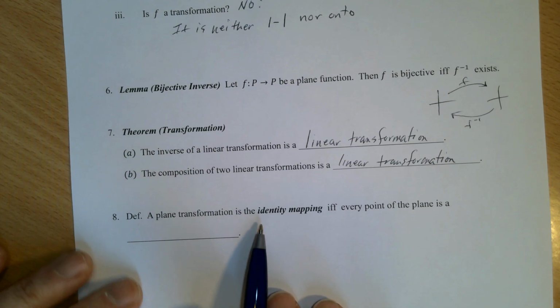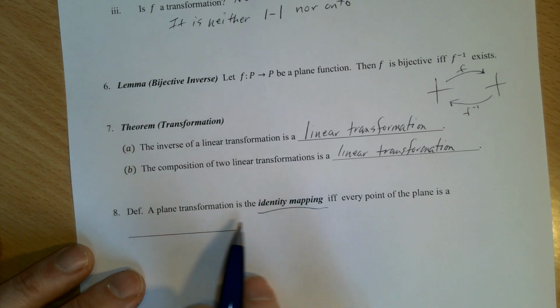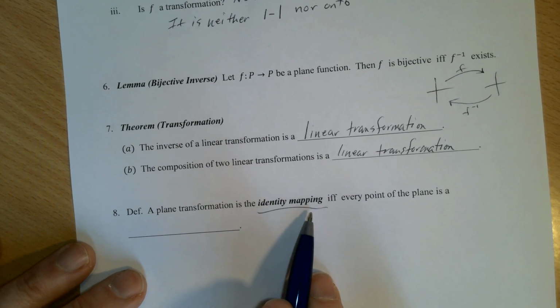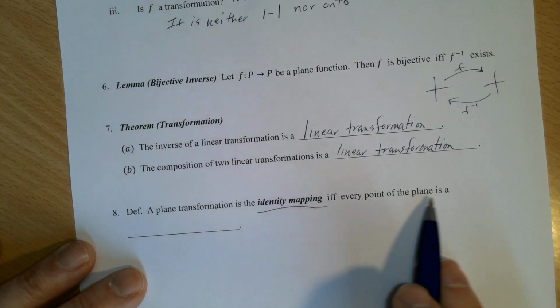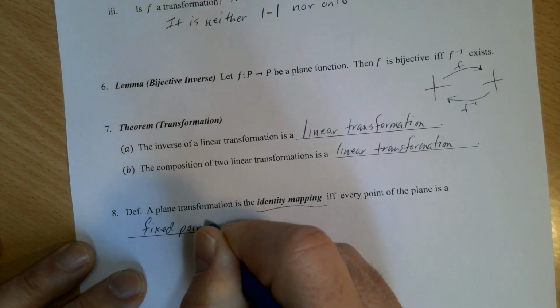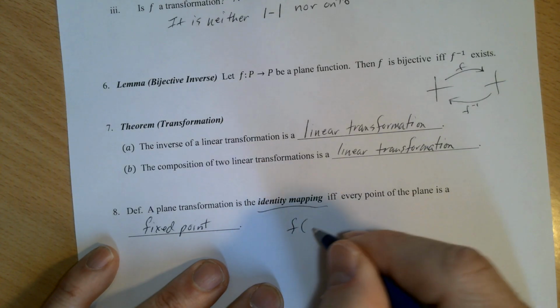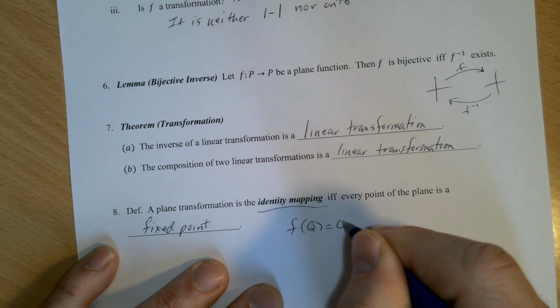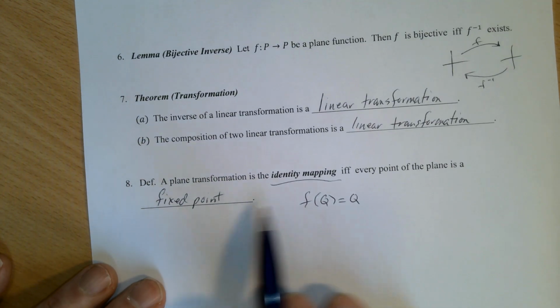And we're going to end this video with a definition of an identity mapping. A plane transformation is the identity mapping if every point in the plane is a fixed point. Basically it means whatever number you put into the function, the same value comes out. Remember, fixed point means f of q equals q. If that's true for all points in the plane, then it's just the identity mapping.